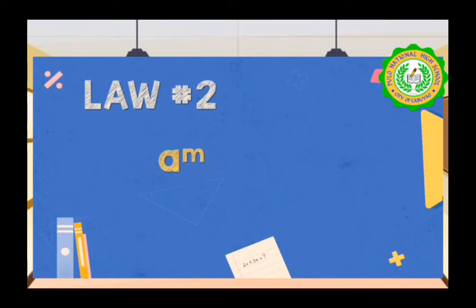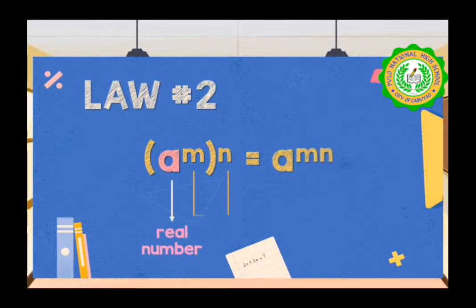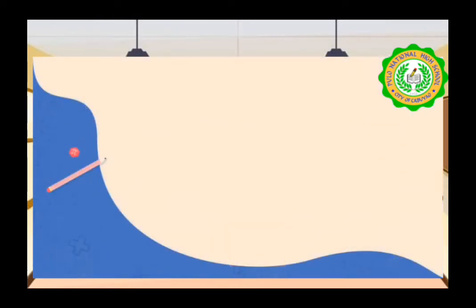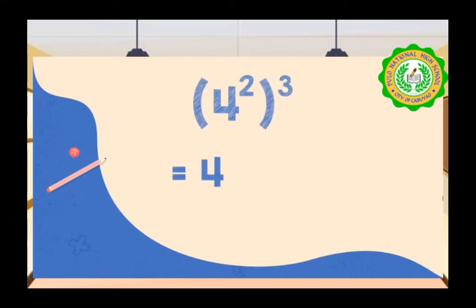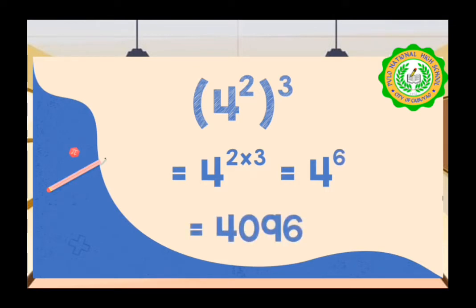a raised to the power of m, raised to the power of n, is just equal to a raised to the power of m times n, where a is a real number and m and n are positive integers. Now let's have an example to further understand this law. So if you have 4 raised to the power of 2, raised to the power of 3, it will become 4 raised to the power of 2 times 3. Therefore, the equation will become 4 raised to the power of 6, which is equal to 4096.